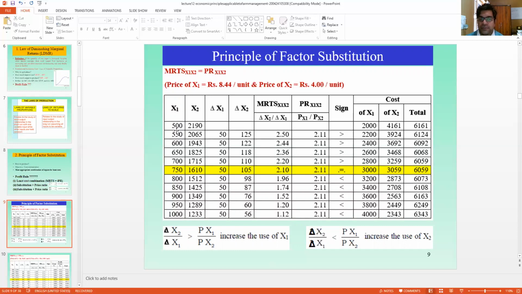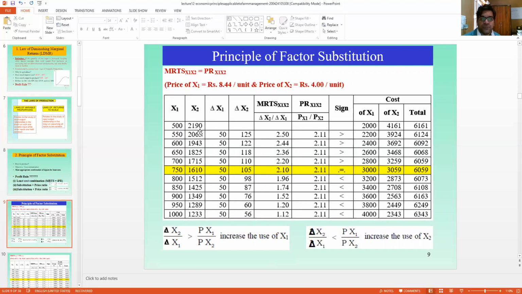Here we have x1 in various proportions, and we have x2. Now, this is the additional change, delta x1. What is the additional change? In the series, you have to deduct the previous value from the next value. For example, here we have 550 minus 500, 50. Next in the series we have 600 minus 550, again 50. So this is the additional change that has occurred in the case of x1. Similarly, what is the additional change that has occurred in the case of x2?